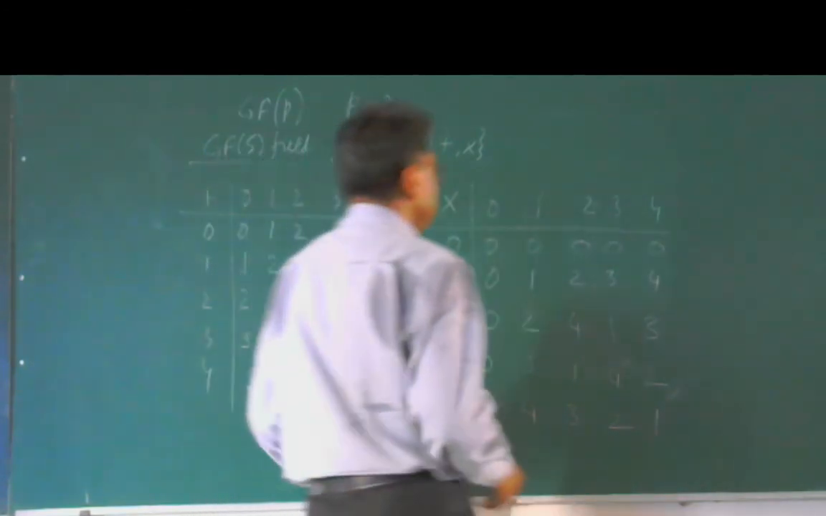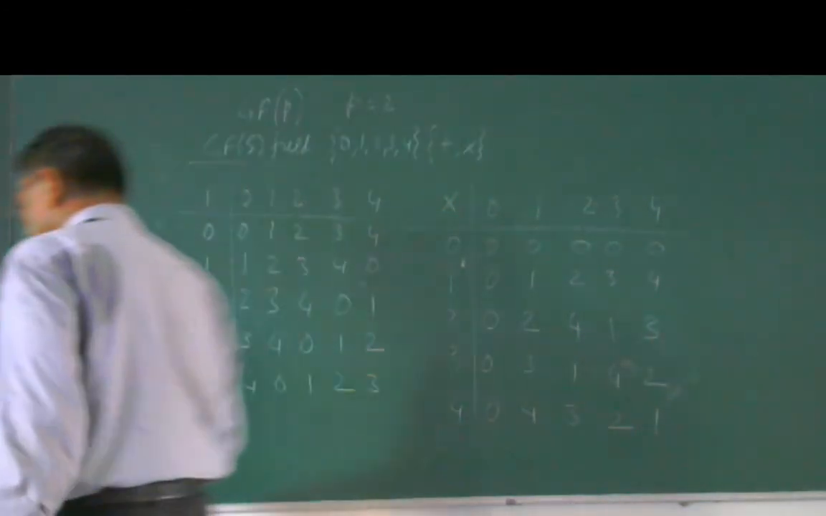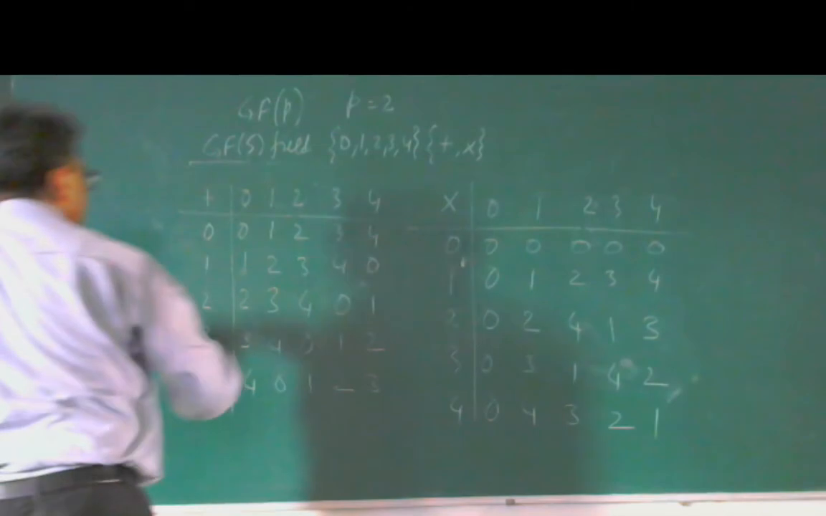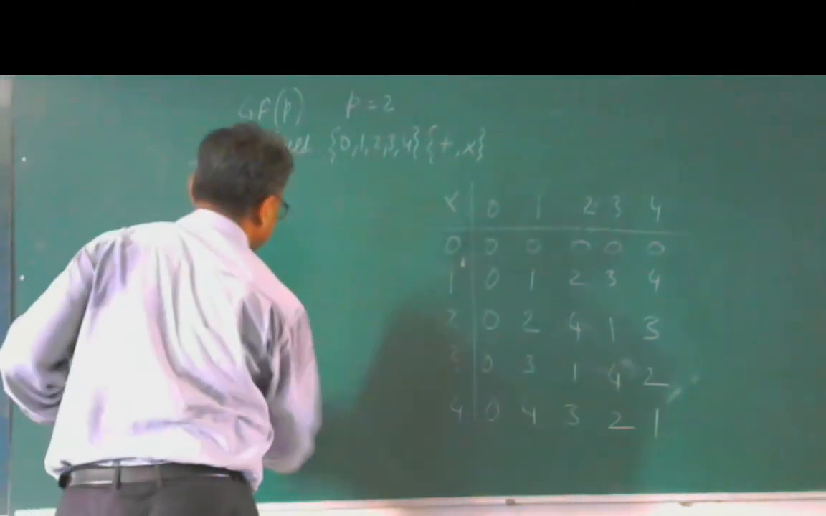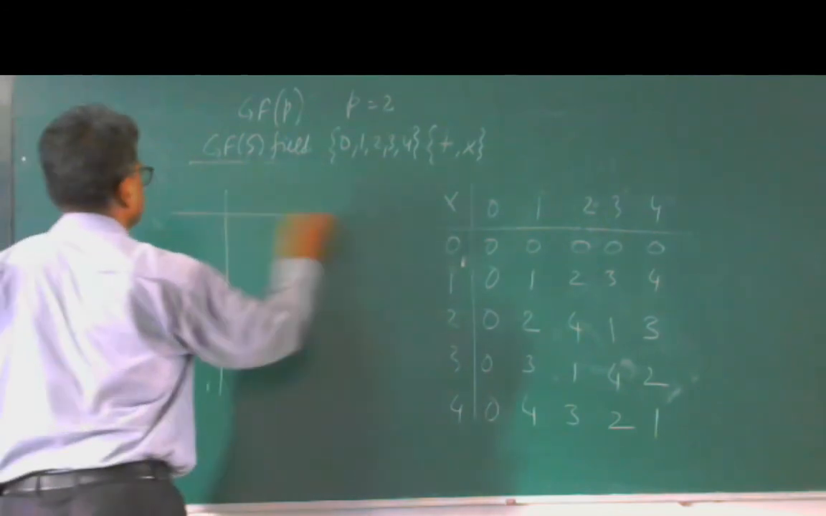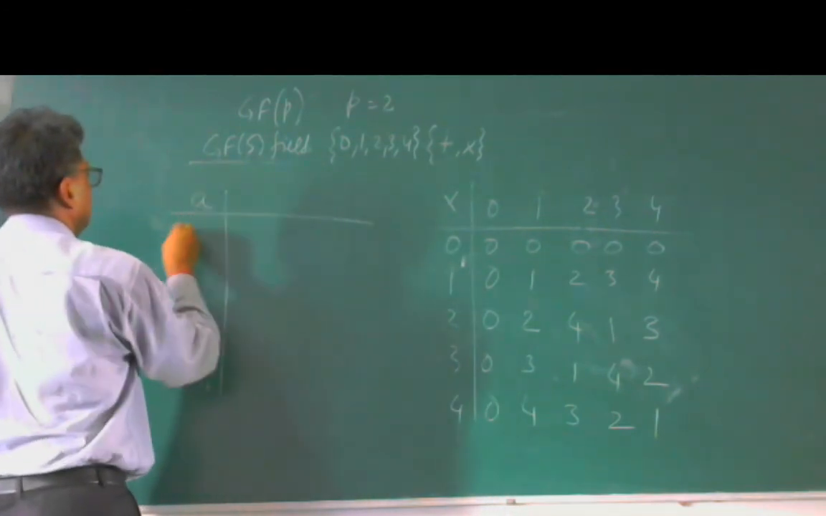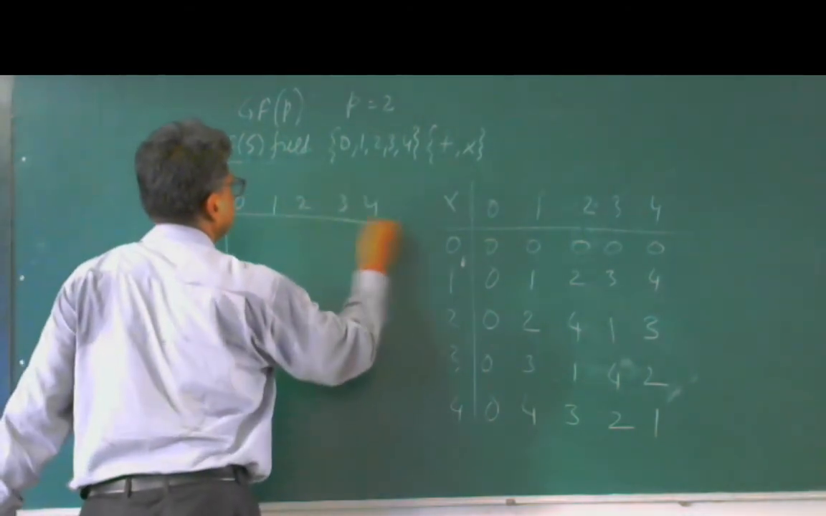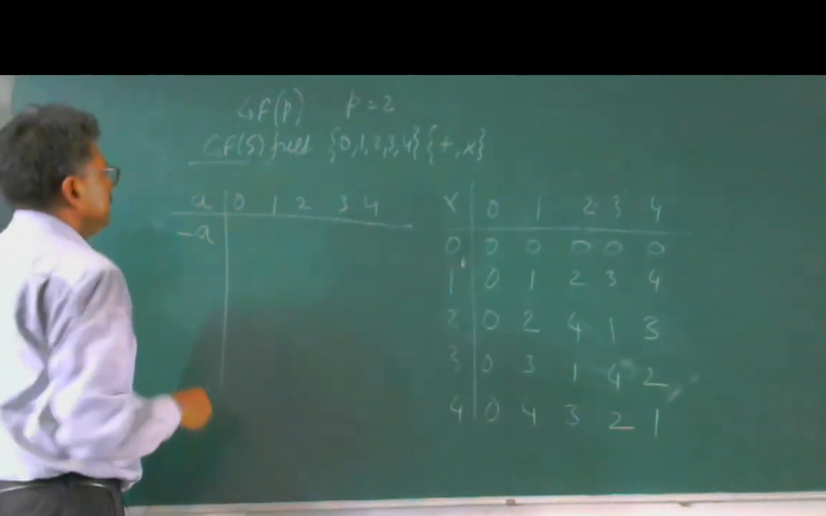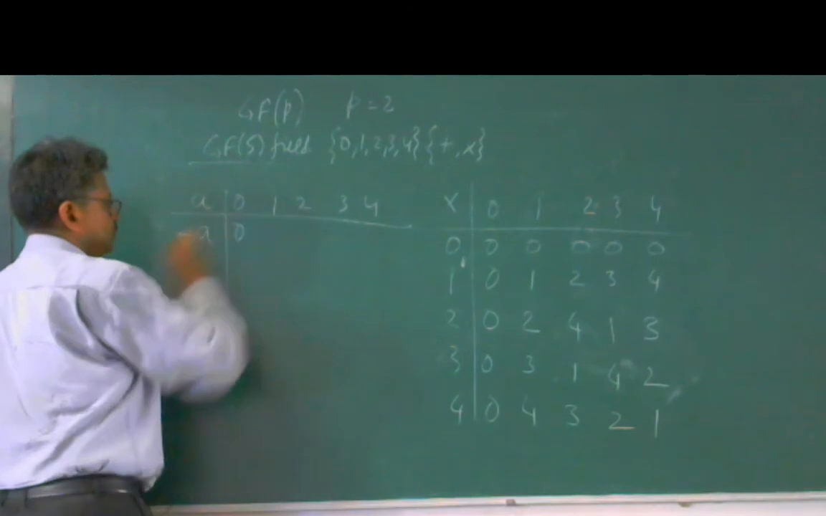And what about the additive inverse and the multiplicative inverse? Let us check. First of all, we will go with the additive inverse. For A, what will be the A inverse? 0, 1, 2, 3, 4. What will be the additive inverse of 0? Of course, it will be 0.